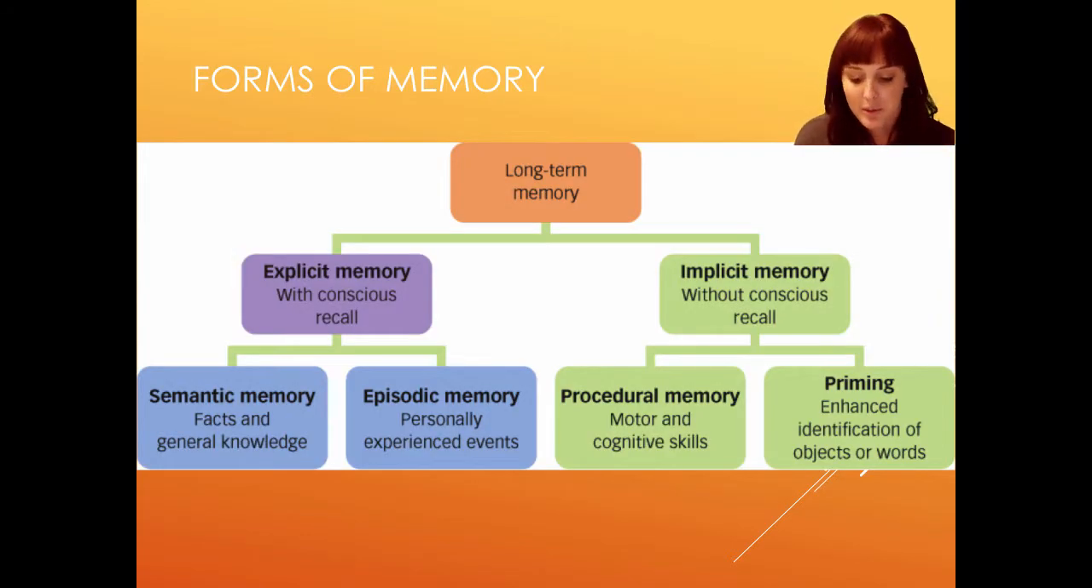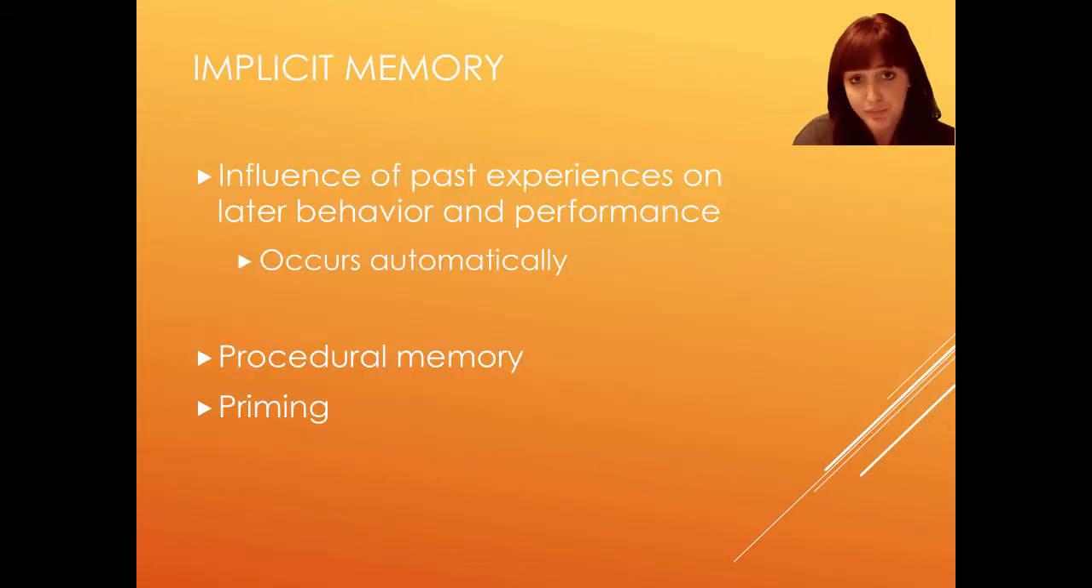So going back to our organizational hierarchy, let's now look at the other side of it. Implicit memory. Don't forget, these are things that we don't have to consciously recall. We don't use that phrase, "I remember." Implicit memory, as I said, occurs when past experiences influence later behavior. And within implicit memory, there's two subtypes, both procedural memory as well as priming. So let's talk a little bit about those.